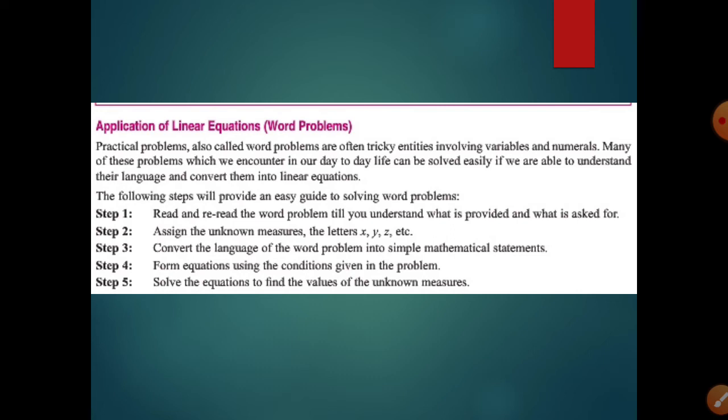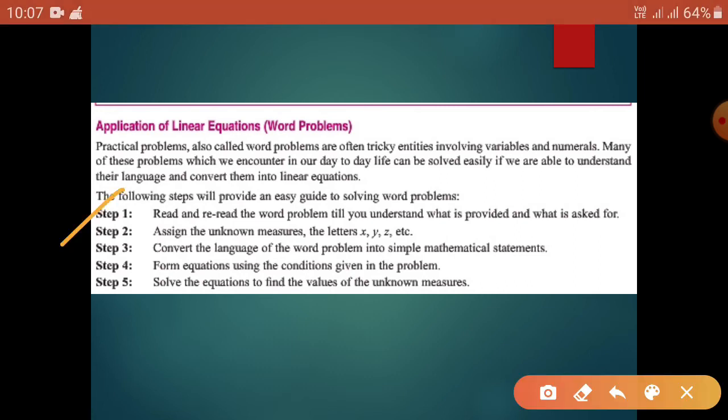So what are the steps to solve any word problem? Number one is, read and reread the word problem till you understand what is provided and what is asked for. Step two, assign the unknown measures the letters x, y, z, etc. Step 3, convert the language of the word problem into simple mathematical statements. Step 4, form equations using the conditions given in the problem. Step 5, solve the equations to find the value of the unknown measures.